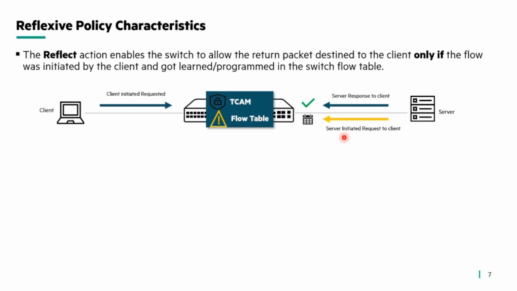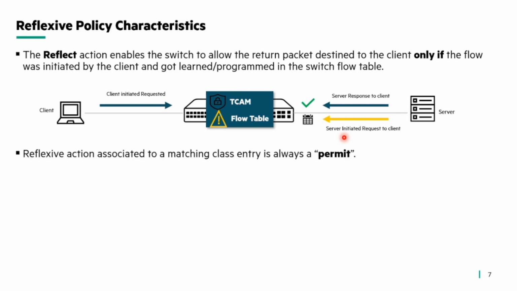So how is it able to achieve this? There is a new action introduced to the secure policy, that is a reflect action. This reflect action enables the switch to allow the return packet destined to the client only if the flow was initiated by the client and it got learned and programmed in the switch flow table. And the reflexive action associated to the matching class entry is always a permit. We can control only the permit workflow.